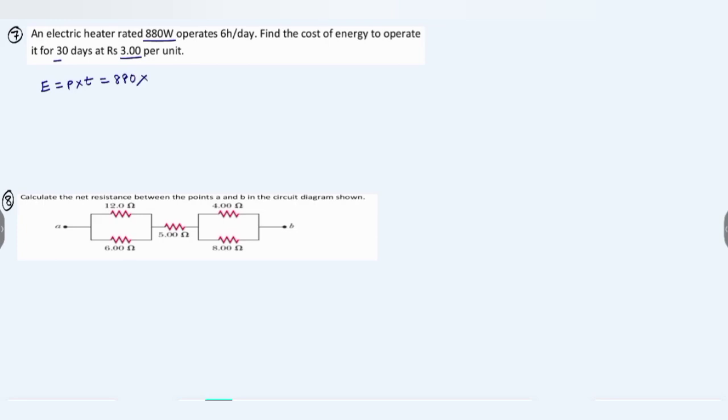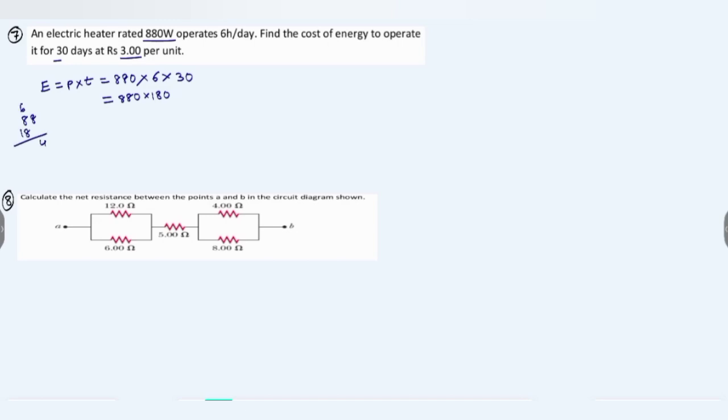880 into how many hours a day? 6 hours a day, like that for 30 days. This is the energy consumed. So how can we find it? Multiply it. That is 880 into 180. Now 88 into 18.